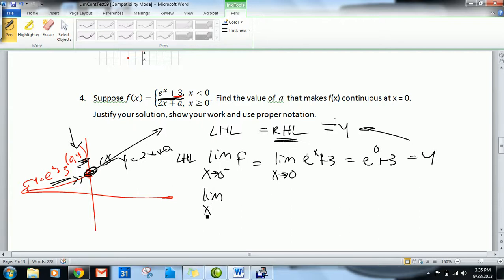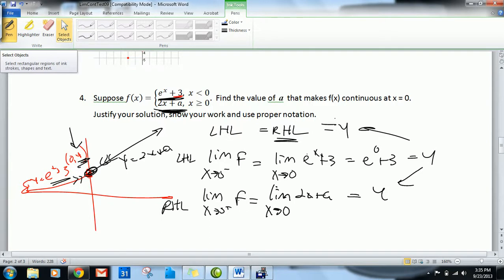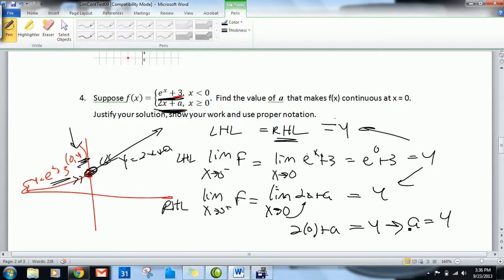So the limit as x is going to 0 from the right, here's our right-hand limit. And to the right of 0, I'm going to use the line, 2x plus a. So I need that to be equal to 4, the same 4, which is the left-hand limit. Okay? So that means that 2 times 0 plus a by substitution has to be 4. Right? And therefore that means that a equals 4. Okay? So now if a is 4, I have continuity, at least the limit works out. Left and right hand, and therefore I have continuity.